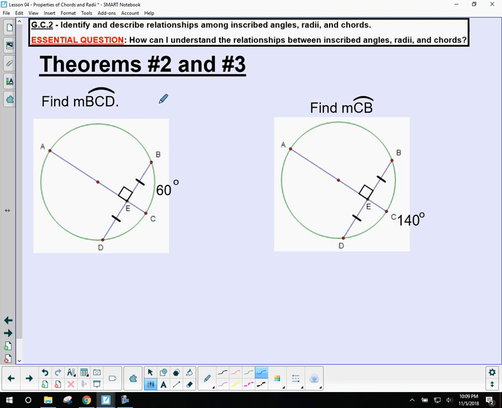Theorems 2 and 3. These are congruent, which makes these arcs congruent. That should be 16. That means these arcs are congruent. The whole thing's 140, so half of that should be 70 and 70. They want the whole thing, BC. The whole thing would be 120. Read the directions, guys.